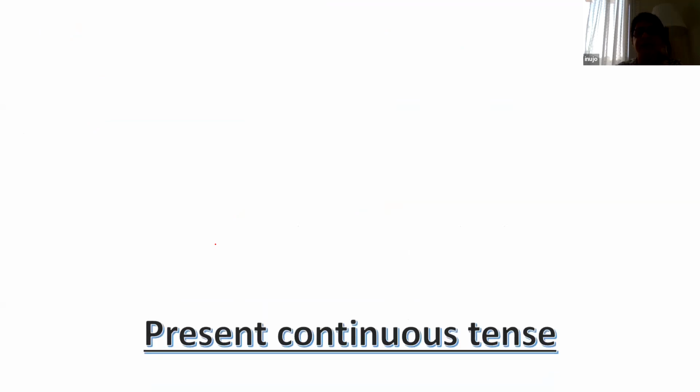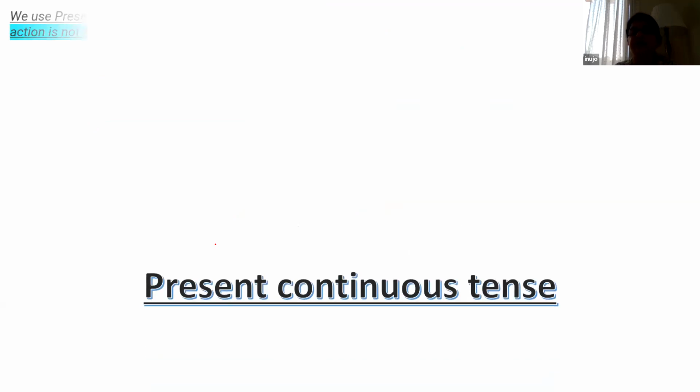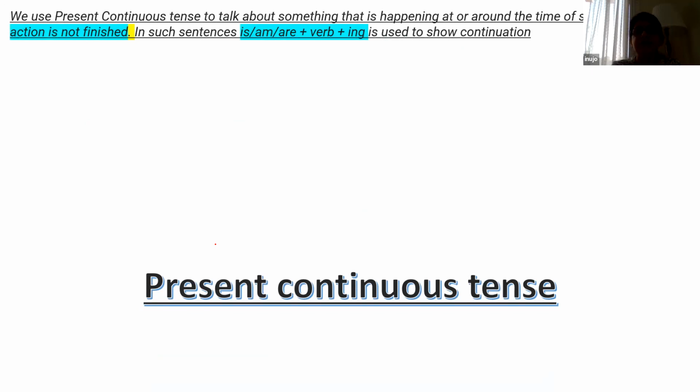Now let's go to present continuous tense. What is present continuous tense? We use present continuous tense to talk about something that is happening at or around the time of speaking. That means when you are speaking, if some action is going on or some event is happening and it is continuing, that is called present continuous tense. The action is not finished yet. This is very important. I am already highlighting it. So in a present continuous tense, the action is not finished, the action is still going on. Whatever you are talking about, that action is still continuing. That is your present continuous tense.